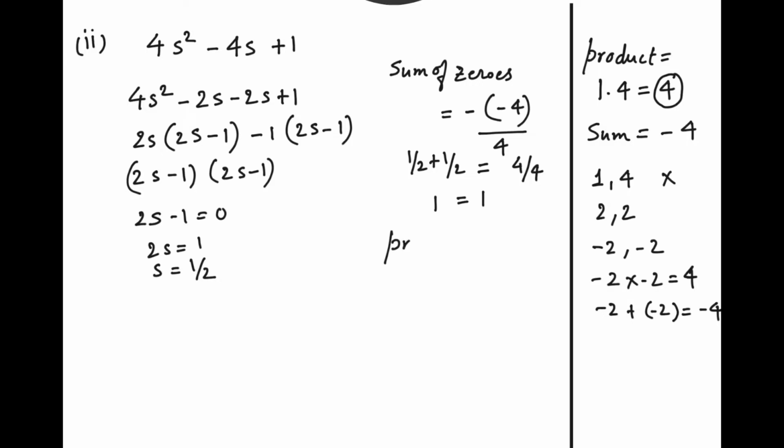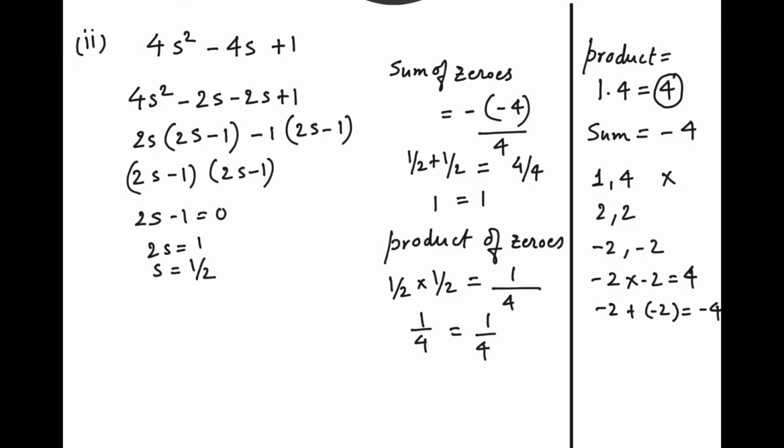Now we need to prove the relationship for the product of the zeros. The product of the zeros is 1 by 2 into 1 by 2. This should be equal to the constant term, which is 1, divided by the coefficient of s square, which is 4. So 1 by 2 into 1 by 2 is 1 by 4, and on the right hand side also we have 1 by 4. So this way we have verified the relationship between the zeros and the coefficients of the polynomial expression.